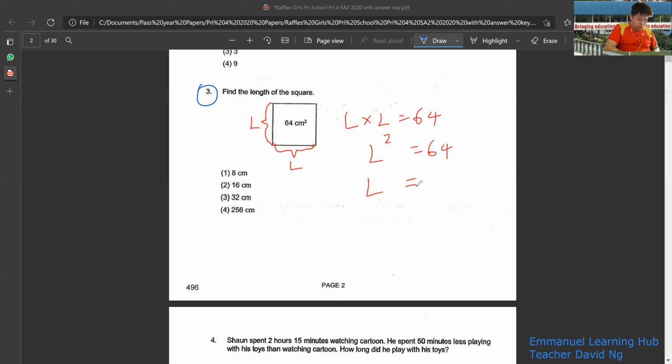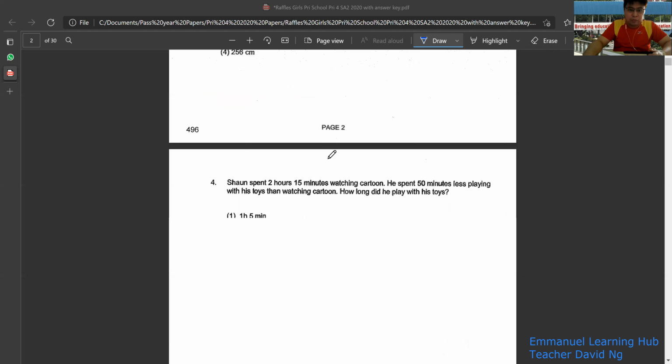What number times itself gives you 64? Which number multiplied by itself equals 64? 8. So L equals 8, because L is equal to the square root of 64. Okay, so the answer is 1. Understand? Yes. Okay, let's move on to the next question.